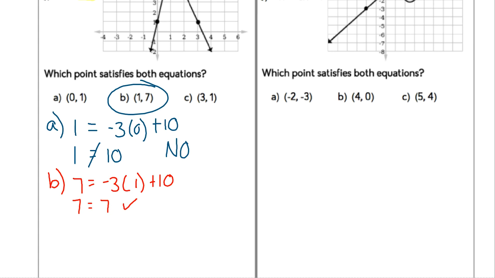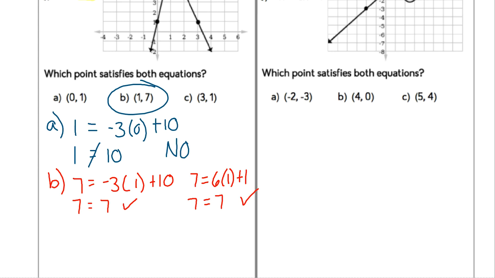Remember, it has to work in both equations, though. So if it works in the first one, we need to check the second one. The second equation is y equals 6 times the x value plus 1. 7 equals 7 there. That also works.